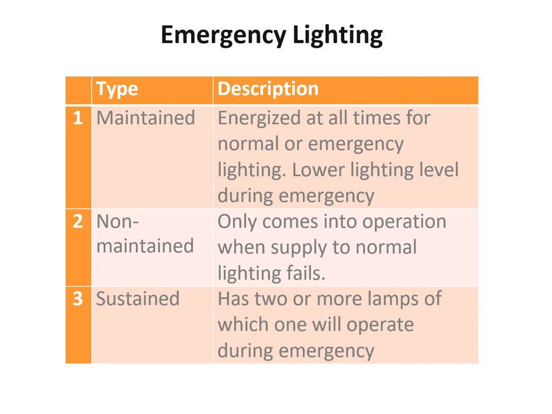Okay, non-maintained means it only comes into operation when supply to normal lighting fails. Usually those types will be individual fixtures by themselves because it needs a trigger. So once the normal power supply to the normal lighting fails, the switch is triggered and then it comes on. Okay, sustained means that it has two or more lamps, of which one will operate during emergency.